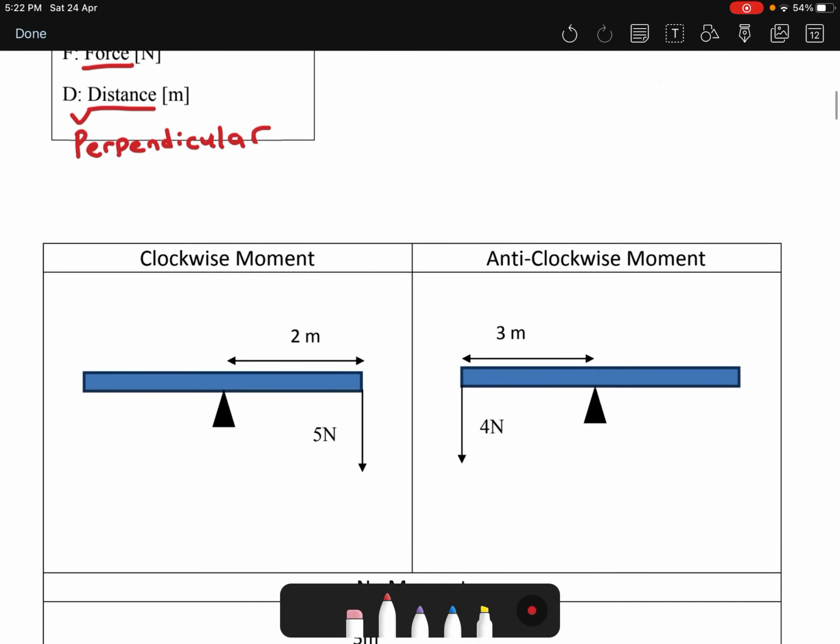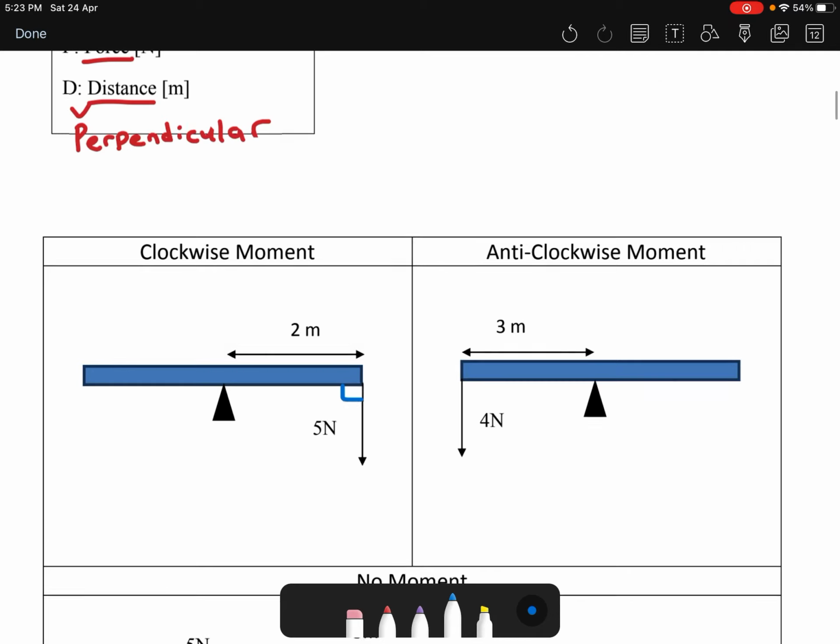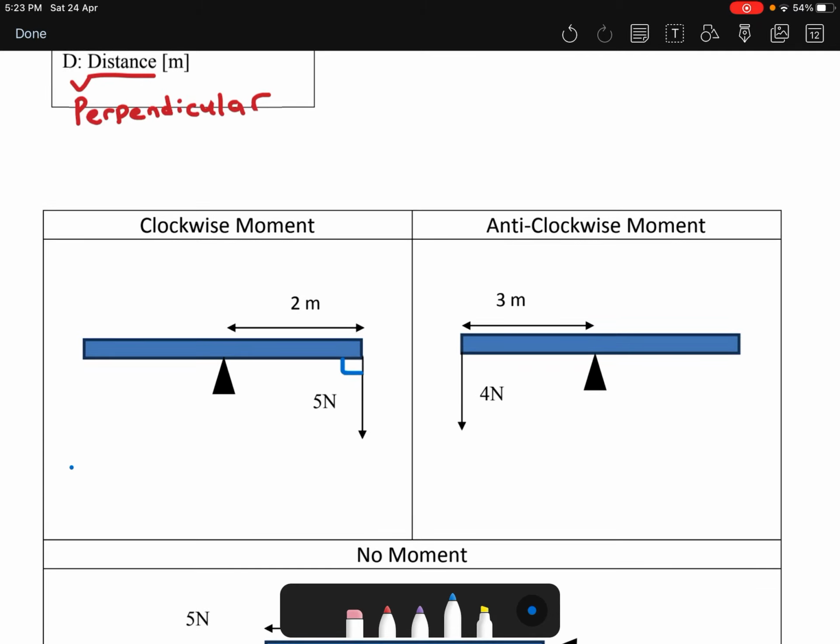So I have a force of 5 Newton here and a plank. This plank is maybe 4 meter long, and we have a pivot here, right? So if you notice, I'm using the product. I'm multiplying 5 and 2. So the distance and the force must be perpendicular to one another. So that's called a moment. Moment is equal to 5 times 2, which is equal to 10 Newton meter.